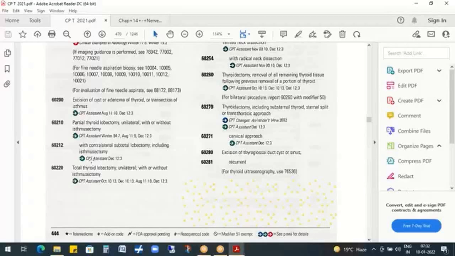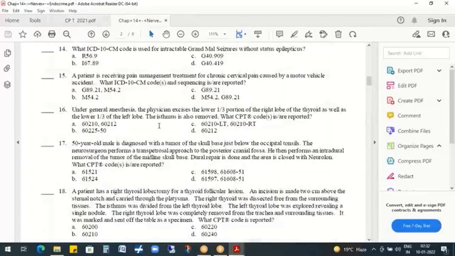You are getting a combination code or not? Okay, sir. The answer is 60212 only, sir. Yes, yes. Okay, sir, you can see the question here. What the physician is doing? He is removing 1/3 portion of the right lobe as well as 1/3 portion of the left lobe. On both sides they removed partial only. 60212. Understood everyone this concept?